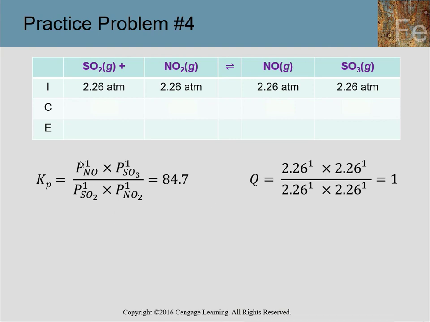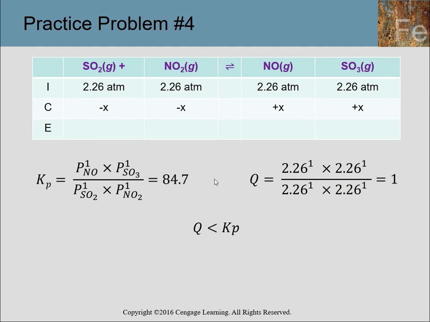There's our Kp expression. They said the Kp value was 84.7. We put all of our starting numbers in our expression, and we get that our Q is 1. Since our Q is less than our Kp, it's going to shift from left to right, which means the left side is going to get the minuses and the right side is going to get the pluses.